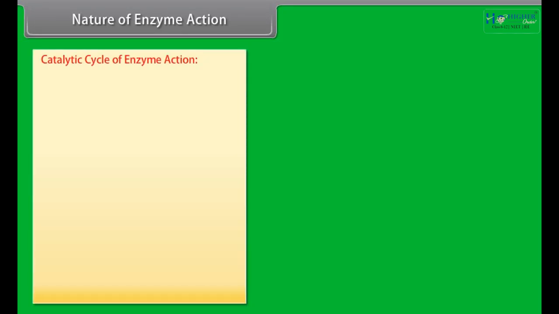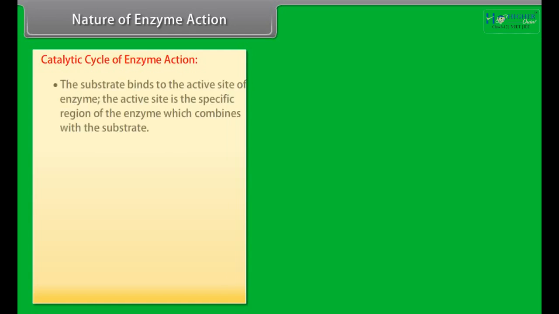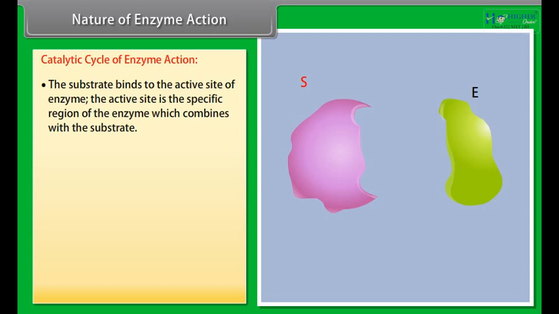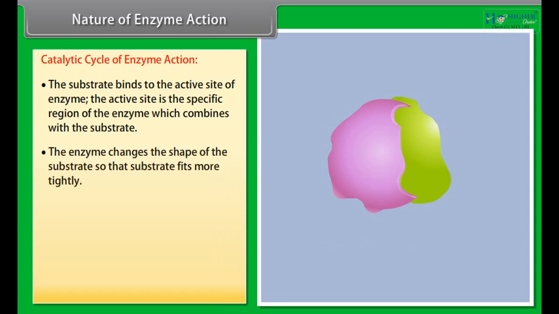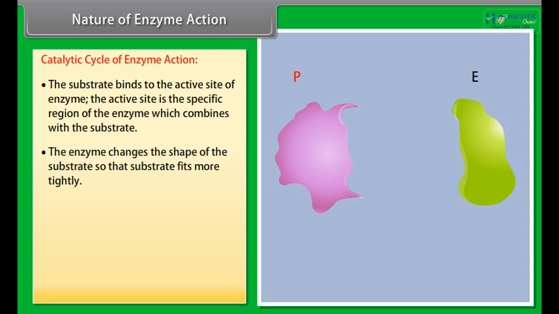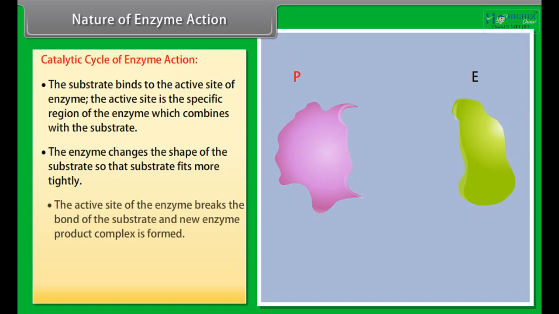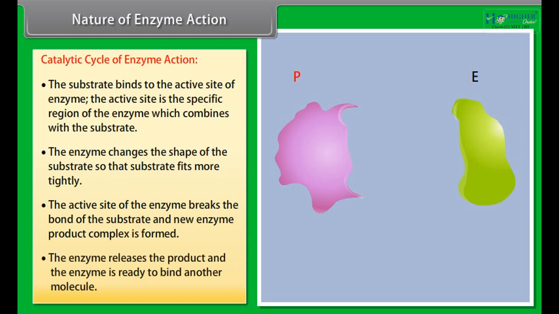Nature of enzyme action. Catalytic cycle of enzyme action. The substrate binds to the active site of the enzyme. The active site is the specific region of the enzyme which combines with the substrate. The enzyme changes the shape of the substrate so that the substrate fits more tightly. The active site of the enzyme breaks the bond of the substrate and a new enzyme-product complex is formed. The enzyme releases the product and the enzyme is ready to bind another molecule.